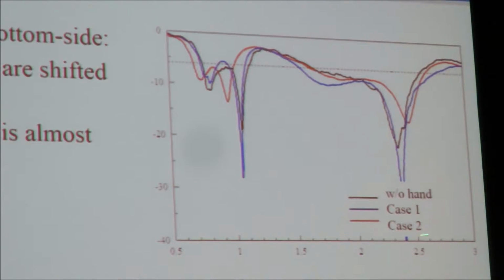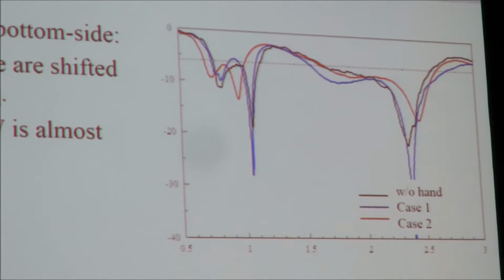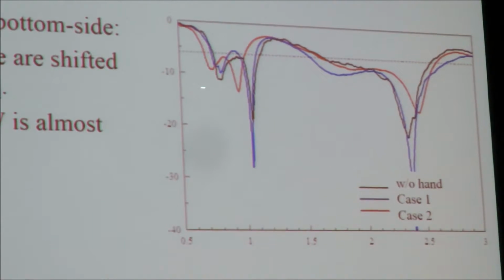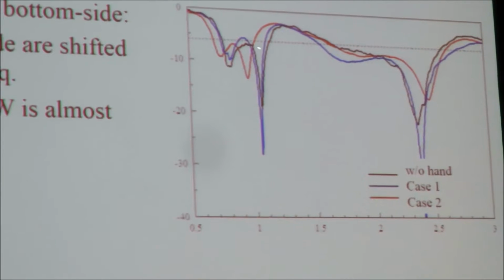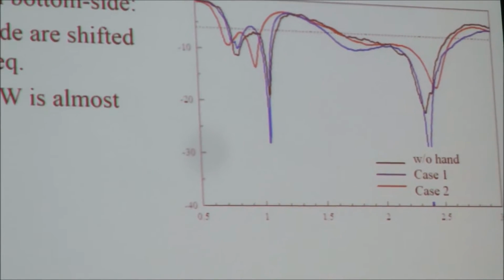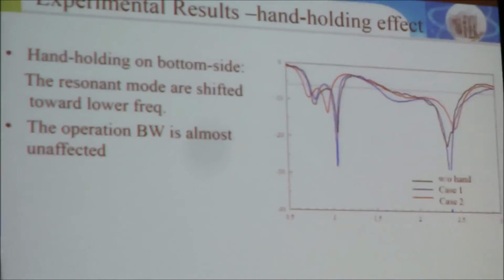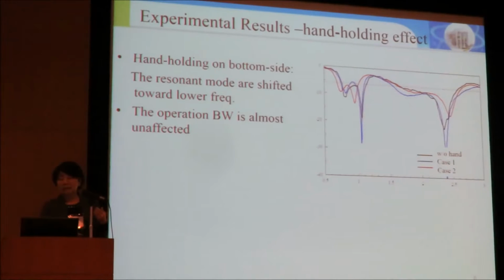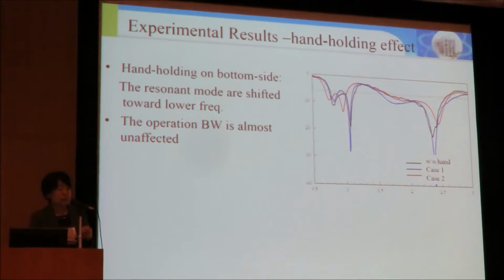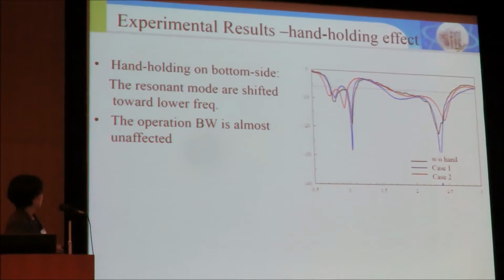And for case 2, the hand is far away from the antenna. The lower band is slightly shifted toward the lower frequency. I think it is possibly because the hand holding introduced the body effect, which enhances the effective length of the system ground plane, so the operating band is shifted toward the low frequency.